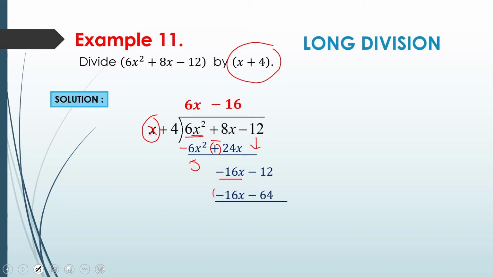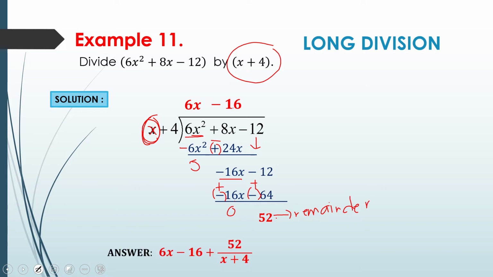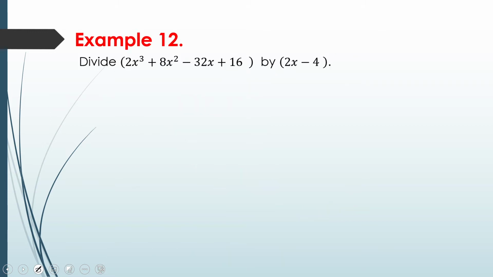You subtract, or you just simply change the signs. Minus becomes plus, minus becomes plus. Minus 16x plus 16x will be 0. Minus 12 plus 64 will give you 52. Again, the power here is less than your first term here. So that means this 52 is your remainder. Hence, the final answer is 6x minus 16 plus the remainder over your divisor, which is x plus 4.